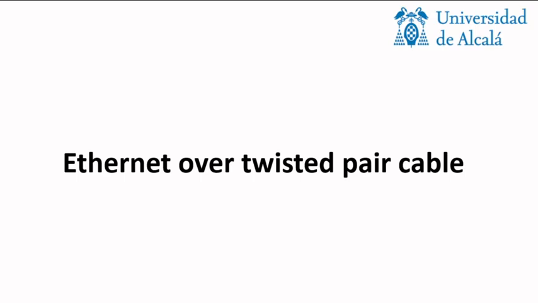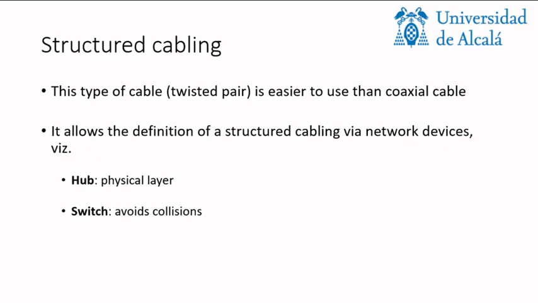The first step was to use a twisted pair cable. This twisted pair cable offers an opportunity for structured cabling. With this structured cabling, we can introduce two types of devices, which are hub and switch. The idea is that a hub is somehow the same as a cable. It's a physical layer device that duplicates the information through all the ports that it has.